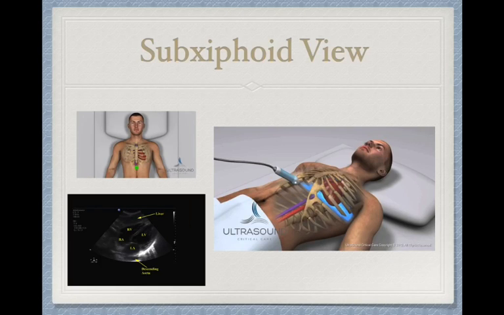So here's another image of where you'd have your probe and where the beam is projecting through the heart. And the RV, again, is that most anterior chamber with the LV just below it, RA, and the inferior pericardium is the image closest to the screen here. So here's your inferior pericardium, and this is your posterior pericardium.